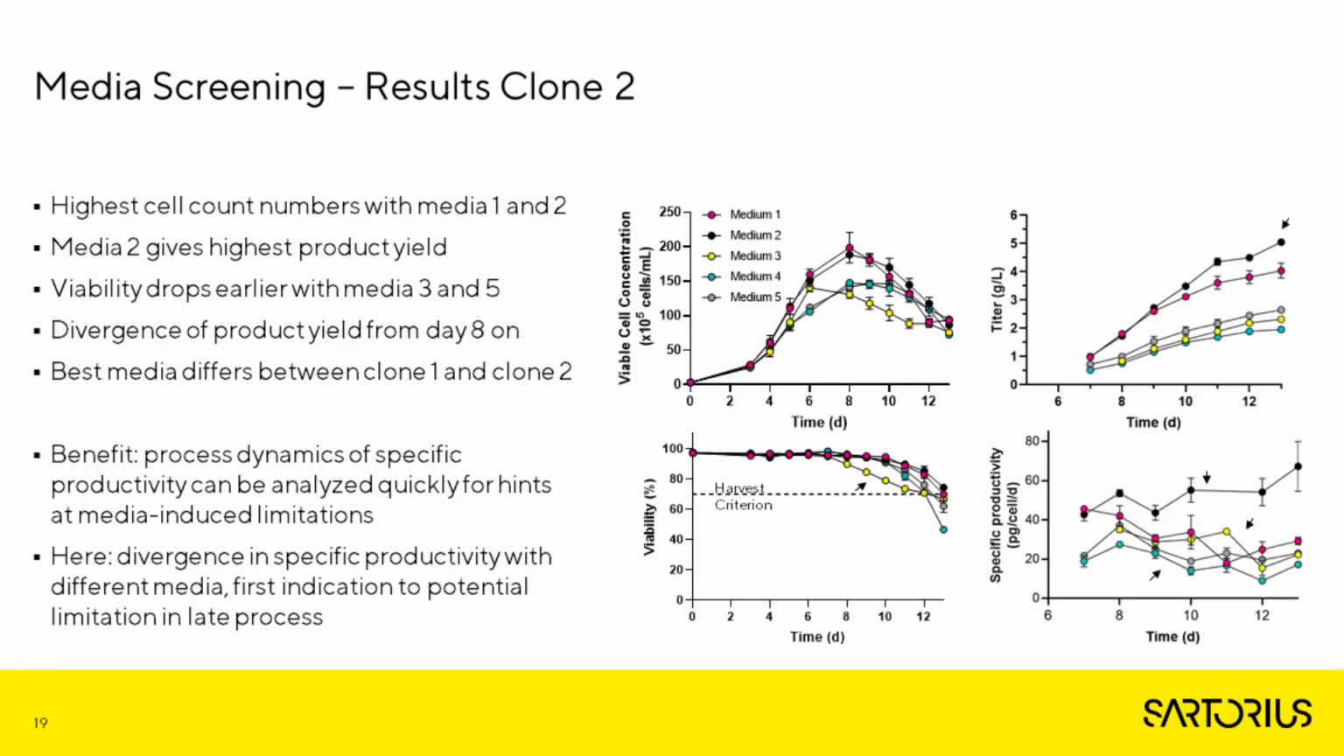What we can say is also that it is clearly a benefit to couple Ember 15 and octet technologies in media screening experiments, since we were able to quickly analyze process dynamics of specific productivity for hints to media-induced limitations. And since we could observe a divergence in specific productivity with different media, this gave the first identification of a potential limitation in the late-stage process, which again accounts for combining Ember 15 and octet technology. And just a quick note, I also want to point out that all these experiments were conducted with the Cellcar CHO DG44 clones, in-house clones.